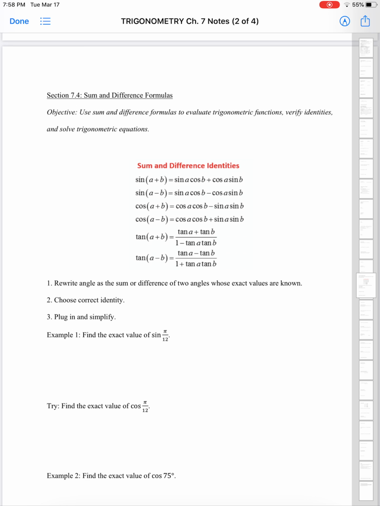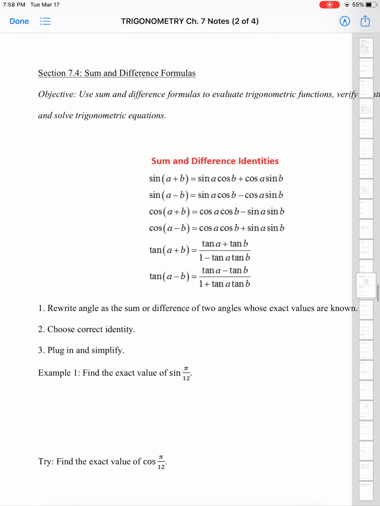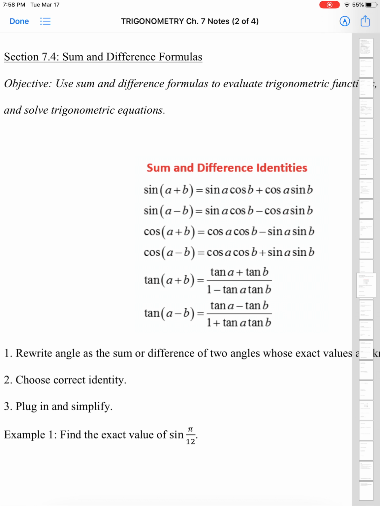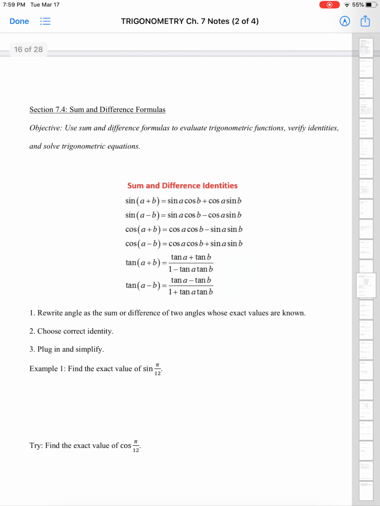Okay guys, since it's our first online lesson, we're only going to do about half of 7.4. So find 7.4 in your packets. We're only going to be doing half of the objective, so we're going to use sum and difference formulas to evaluate trigonometric functions and verify identities. We're going to solve trigonometric equations tomorrow or the next day.